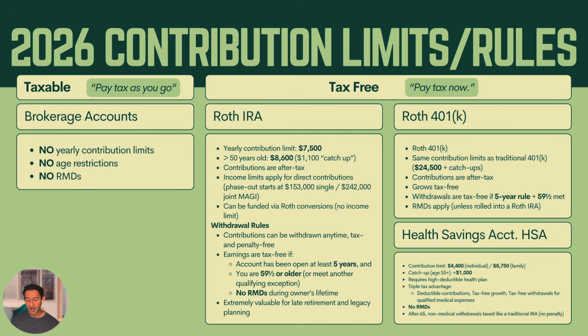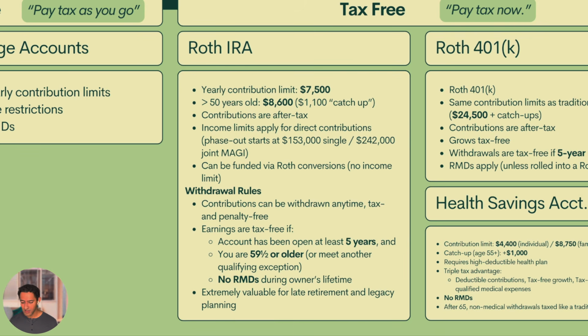The Roth IRA has a $7,500 contribution limit for 2026. If you're over 50, it's $8,600. It's just like the traditional IRA, by the way.